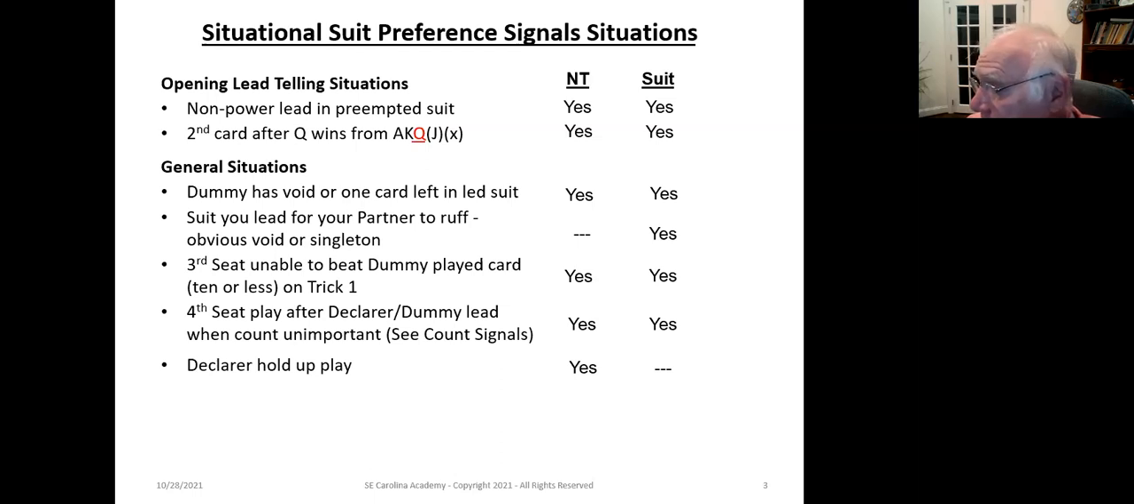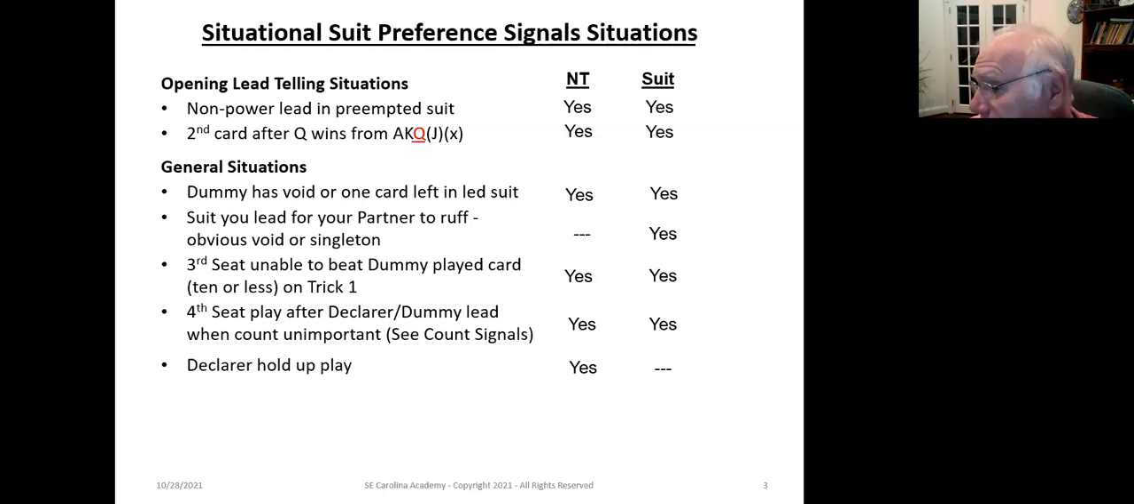So the dummy plays low because it has nothing, and you don't have the ace, and the declarer doesn't take the trick. All right, it's obvious from the opening lead that your partner doesn't have the ace, or else he would have led it. Therefore, the declarer has it, and you know that the declarer is holding up, playing the hook, not playing the ace, hoping to interfere with the communication between your partner and you.